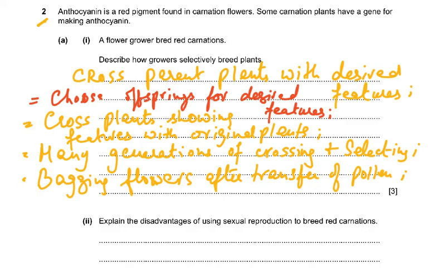So how do you word it? Cross parent plants with desired features, choose offspring for the desired features, cross plants showing features with original plants, and repeat this over many generations of crossing and selecting, and then bag the flowers after transfer of pollen. Bag means that you cover the flower after you transfer the pollen, so they don't want any other pollen to contaminate your experiment.